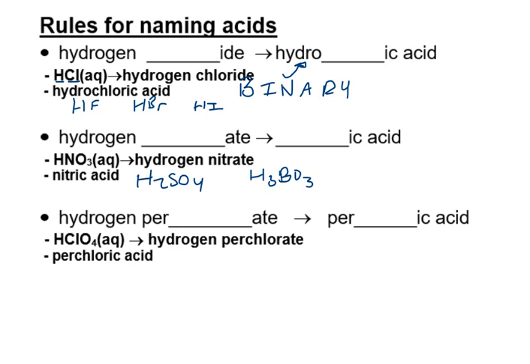You might not be familiar with this, but BO3 is called a borate. So if you have a borate, it becomes boric acid. Now, that same logic, though, applies.